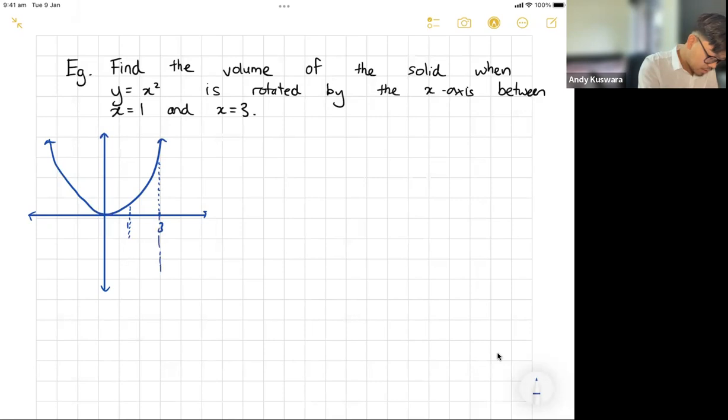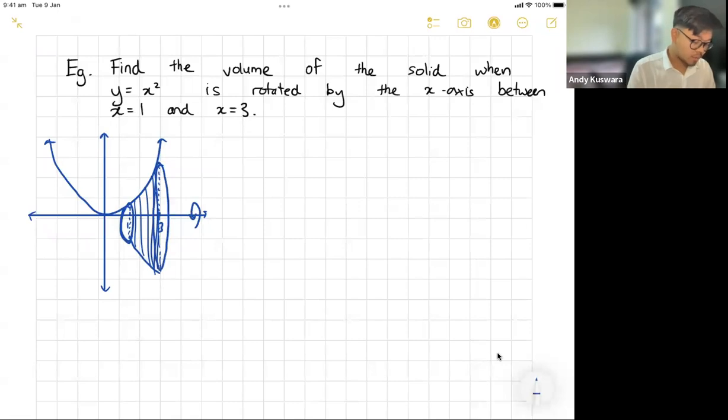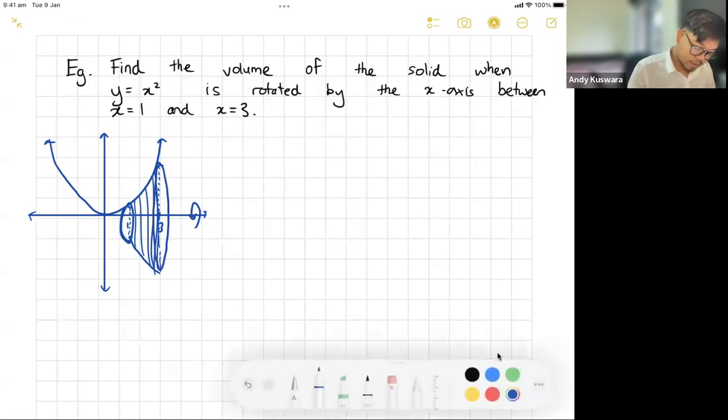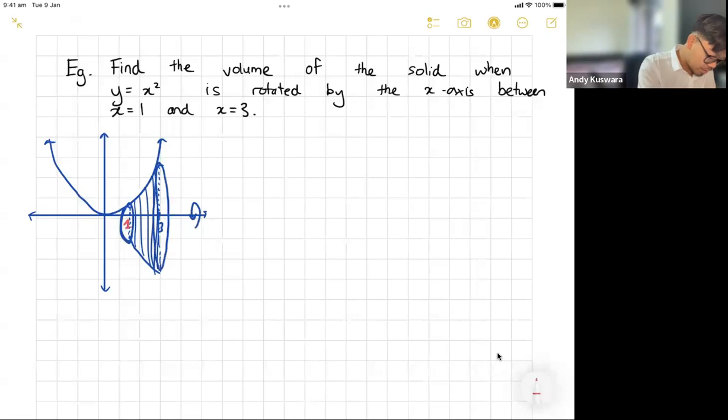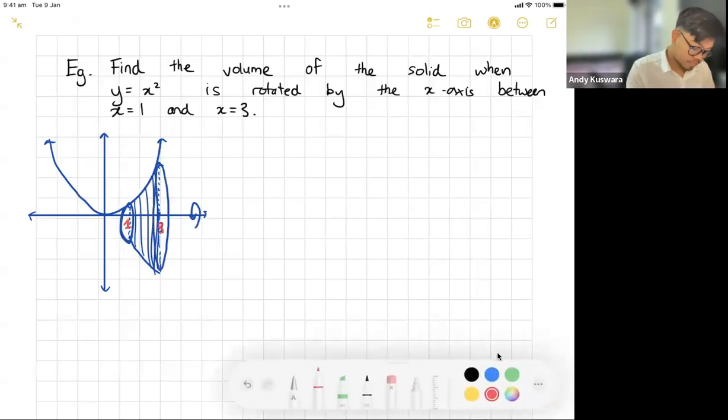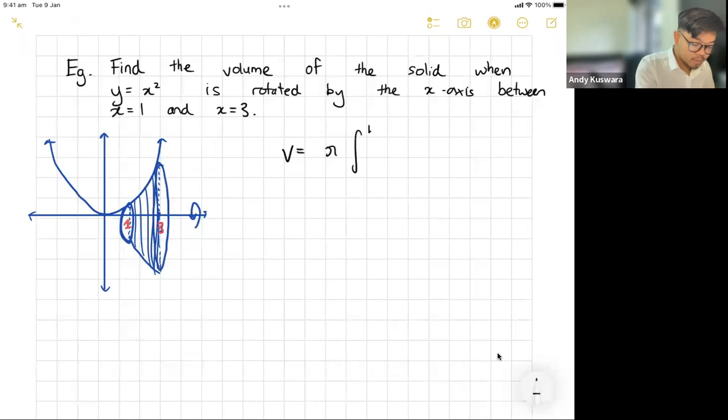I just want a rough idea so I can see what I'm actually trying to do. So I can see here that if I was to rotate this, it'll kind of look a little bit like that. It'd be some sort of rotation around here. That's the rotation because I'm rotating around the x and it's between 1 and 3. I'll go over 1 and 3 in a different color so you can see it. There's your 1, there's your 3. So to find the rotation, remember your volume is going to be given by pi between b and a, and for rotating around the x, it's going to be y squared dx.